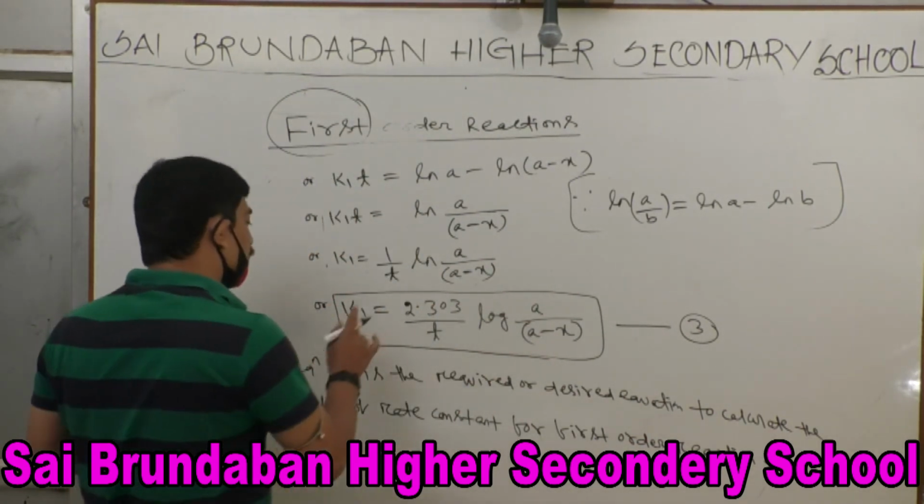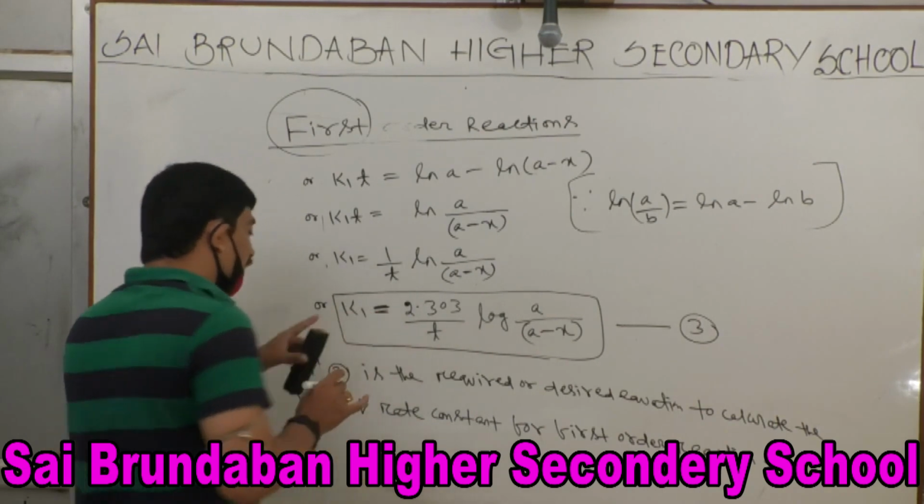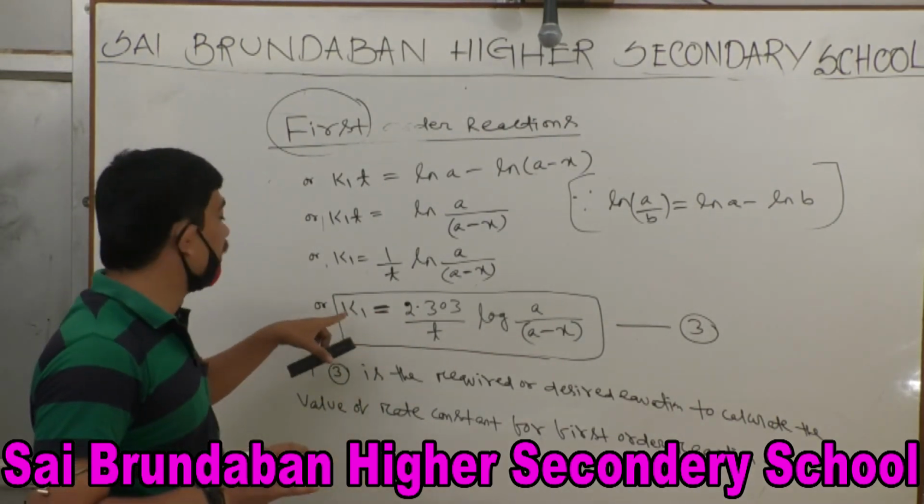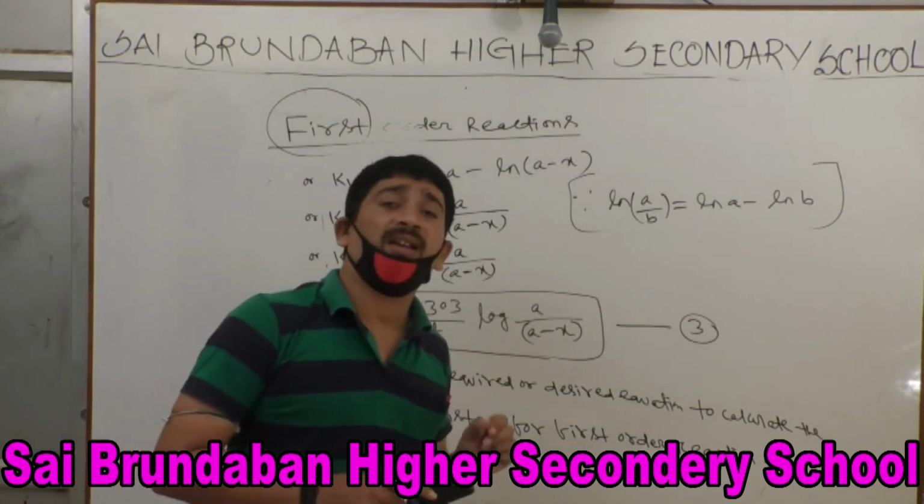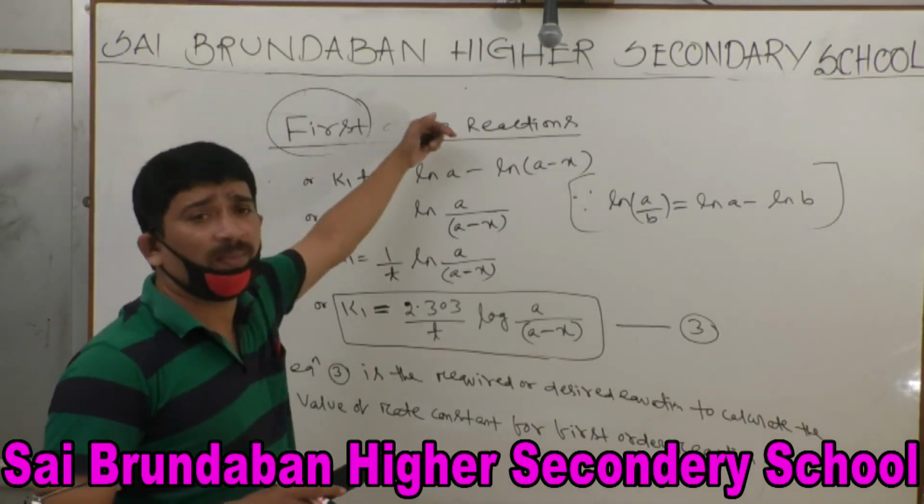So k1 is the rate constant. By applying this equation, we can calculate the value of k1. So this is all about first order reaction. Any doubt regarding this? This is a simple mathematical derivation.